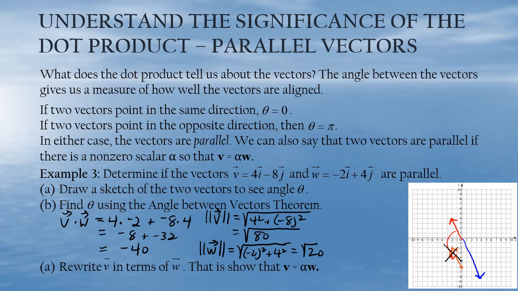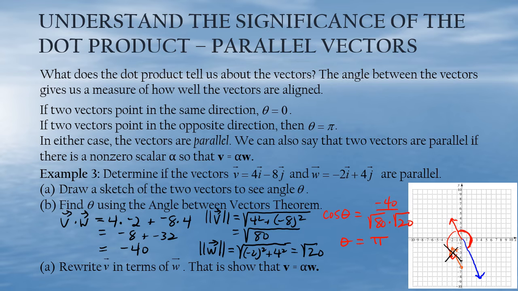All right. So now we're going to say that the cosine of theta is equal to the dot product over the product of the two magnitudes. So if I put that into my calculator, I end up with a theta that is equal to pi. In other words, the angle between these two vectors is 180 degrees, or if we're in radians, pi. And sure enough, that's what it looks like.